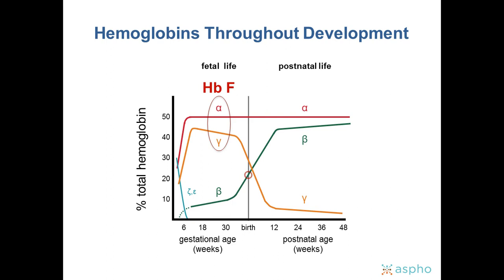And then that developmental switch is generally complete by 6 to 12 months of age. In postnatal life, the predominant hemoglobin is hemoglobin A, two alphas and two betas, A for adult. And then there is a minor amount of the other adult hemoglobin, A2, which is the combination of two deltas and two alphas. So this is an important switch to know.